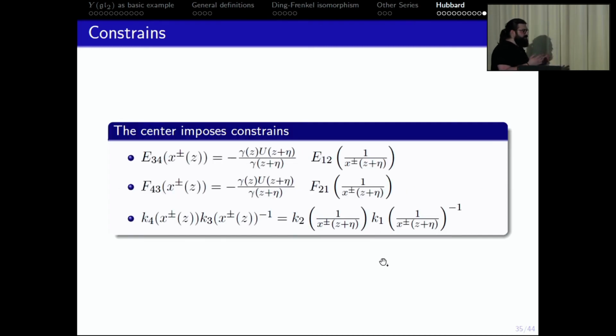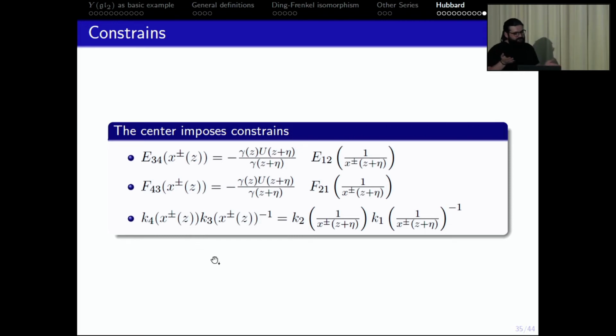As I say, the center gives you some constraints onto currents, simple currents. So current E34 is connected with current E12. And there is some connection between the Cartan parts. So more or less, it's with some special points, but it's the usual story for orthogonal algebras.